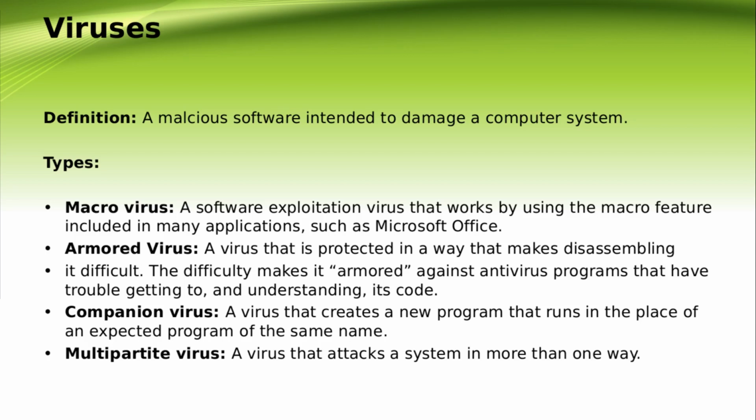Melissa first appeared in March 1999 as a macro virus embedded in a Microsoft Word document. The receiver receives the Word document as an attachment to an email message and opens the document. The virus then sends an email to the first 50 addresses in the victim's email address book and attaches itself to each message.